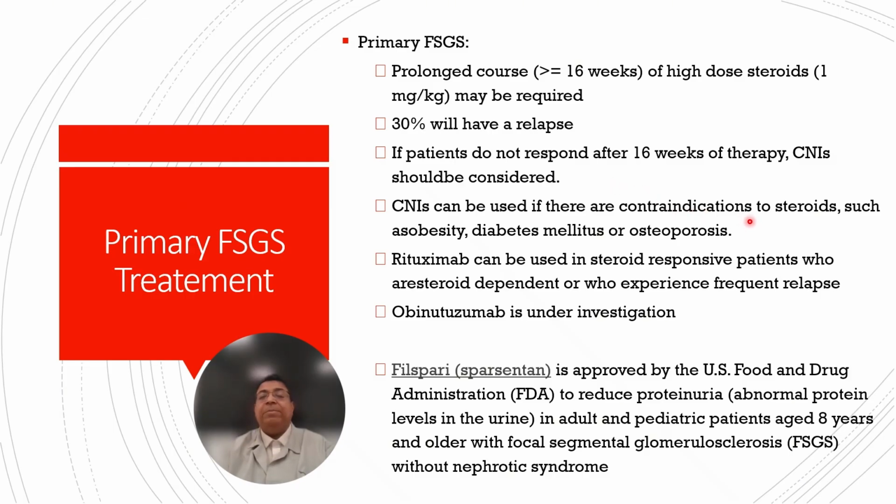Calcineurin inhibitors can be used if there are contraindications to steroids, such as obesity, diabetes mellitus, or osteoporosis. Rituximab can be used in steroid-responsive patients who are steroid-dependent or who experience frequent relapse. Obinutuzumab is under investigation. Again, sparsentan, or Filspari, which is an ARB plus endothelin antagonist, is thought to be effective in all forms of FSGS and IgA nephropathy.